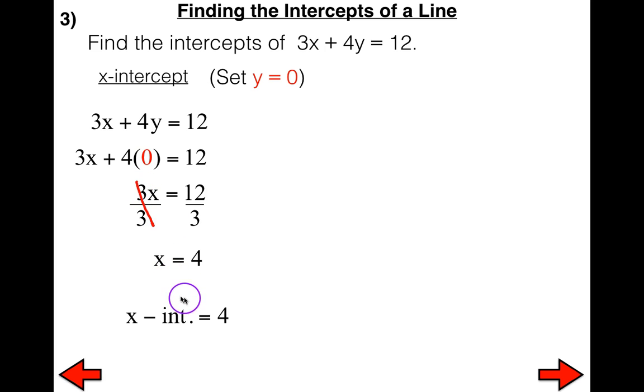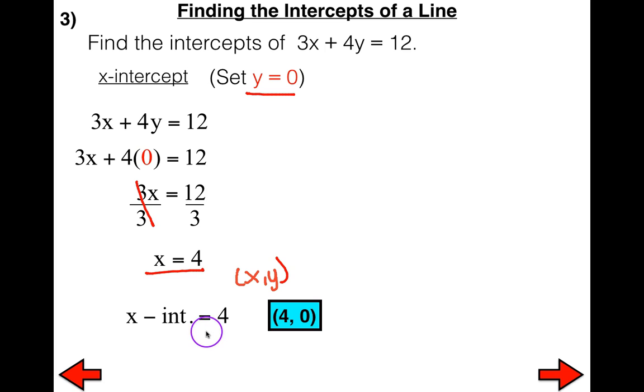So if the x-intercept is at 4, what would the ordered pair look like? Again, you should be writing it as x comma y. So knowing these 2 pieces of information, the ordered pair would be 4, 0.